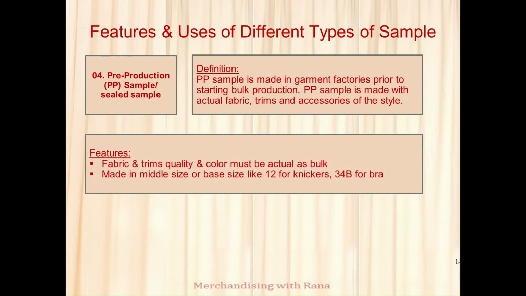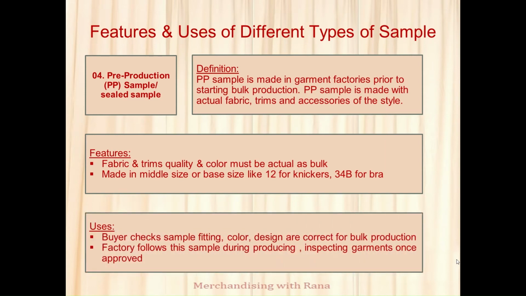Features: here, fabric and trims quality must be accurate, and of course, color must be accurate, the same as bulk, because it will represent bulk and it will be followed in bulk. So, no available alternatives can be used, as they would lead to mistakes. And size here, of course, is the base size. Uses: batch check, sample fitting, color and design correct for bulk production.